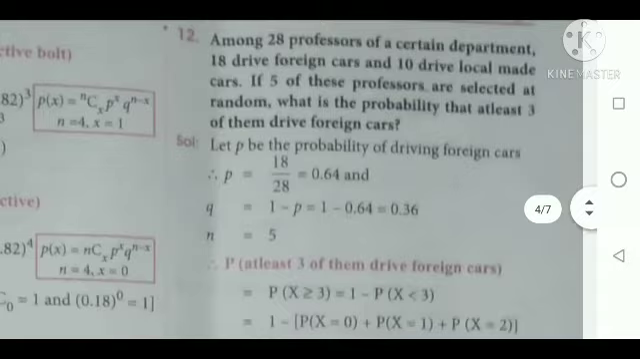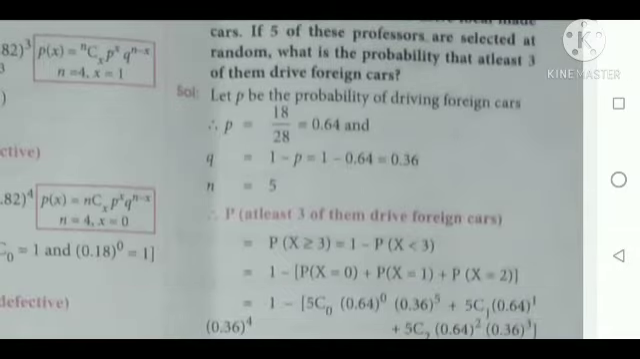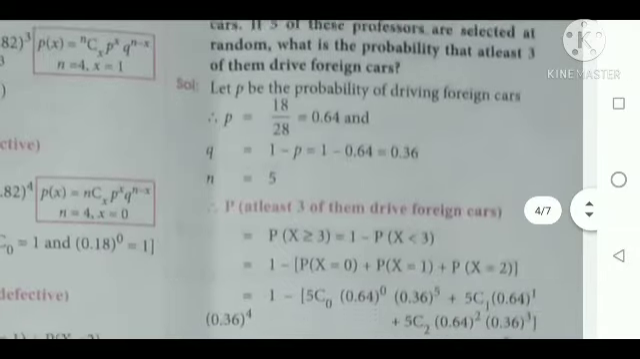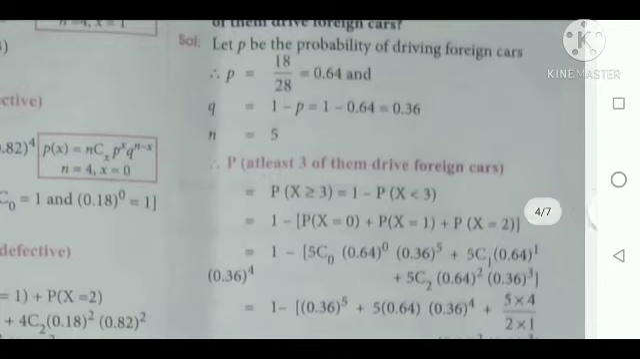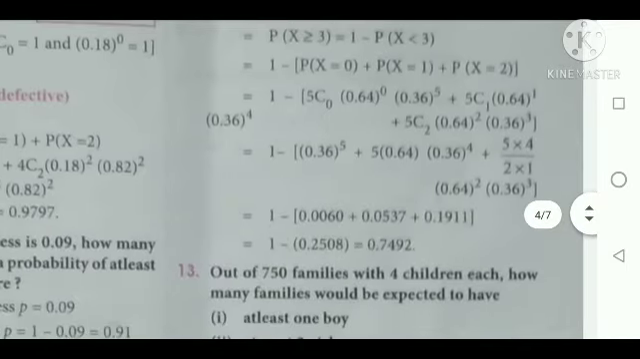Okay. So the question is P of X greater than or equal to 3, at least 3 of them drive foreign cars. At least 3 means more than 3 is also included. Therefore we are subtracting from 1, that is 1 minus P of X less than 3. So less than 3 means it is X equal to 0, X equal to 1 and X equal to 2. These things are subtracted from 1 in order to derive the answer. So we are getting the answer 0.7492.